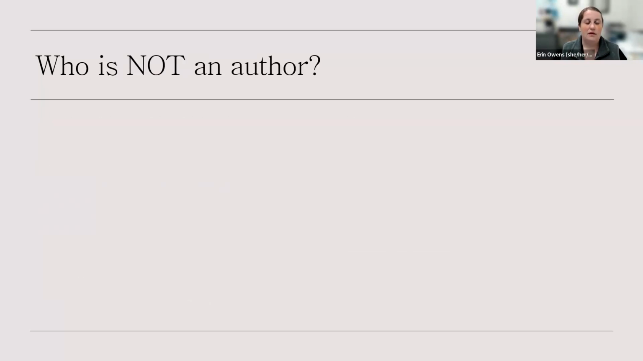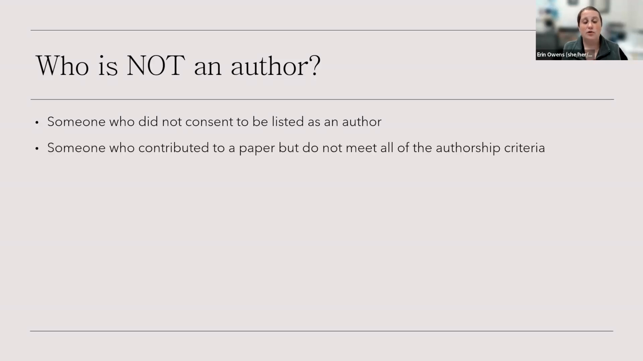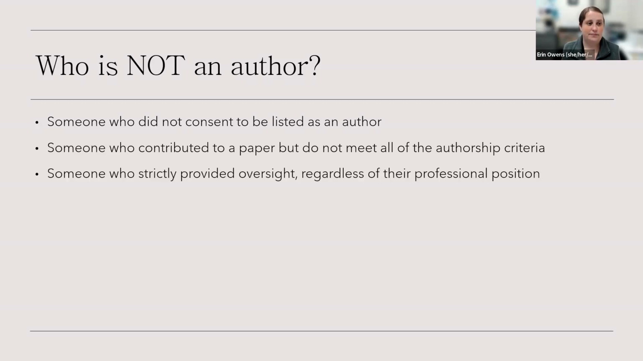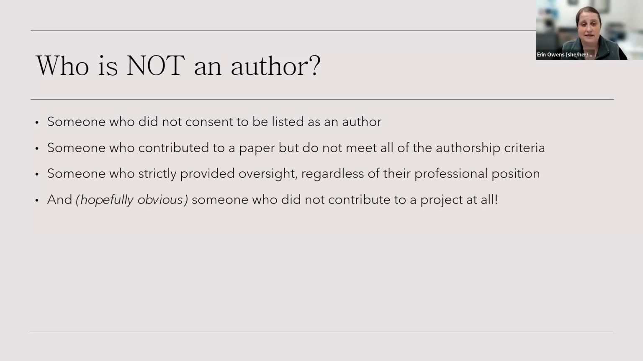So that gave us some ideas of who is an author. There are also some criteria laid out for who is not an author. Someone who did not consent to be listed as an author should not be listed without their permission. Someone who contributed to a paper but really didn't live up to the spirit of those four authorship criteria. Someone who strictly provided oversight of a project, regardless of their professional position. And I hope this last one is obvious, someone who didn't contribute to a project at all.